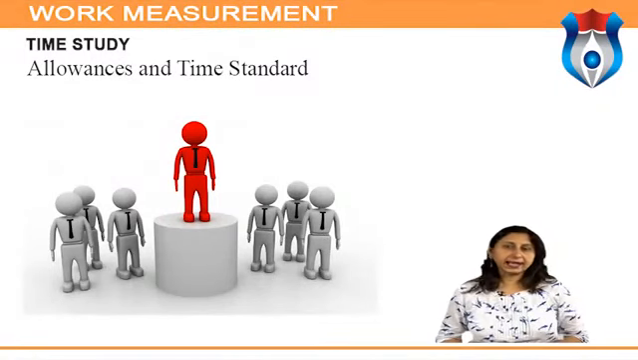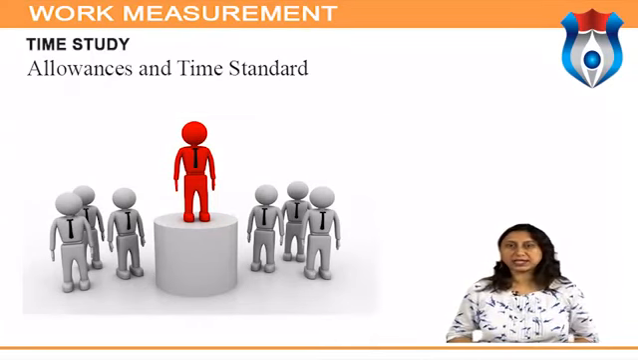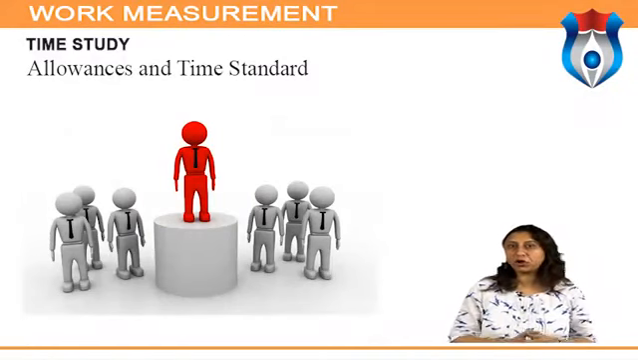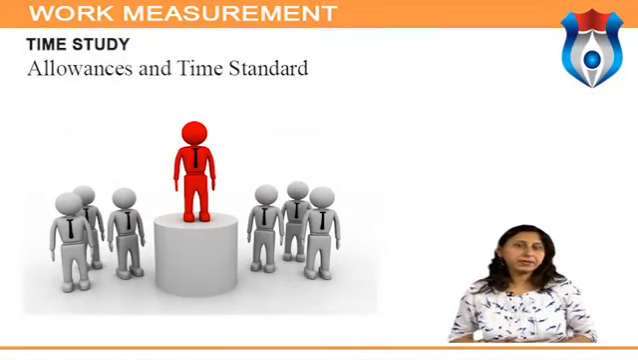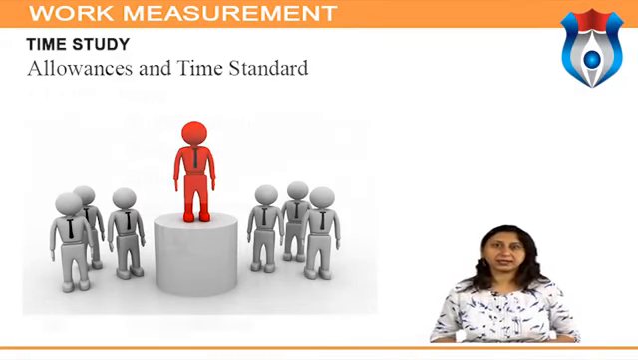Allowances are applied as a percentage of normal time. The standard time for the operation is determined as the sum of the normal time and allowances obtained from the product of normal time and the percentage of allowance.